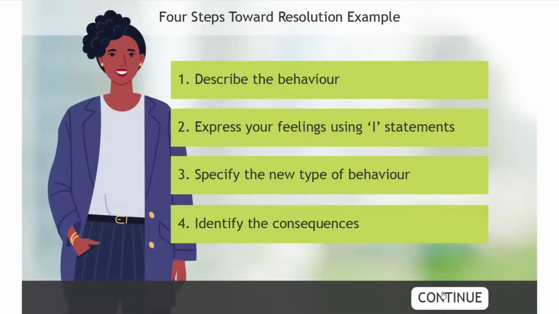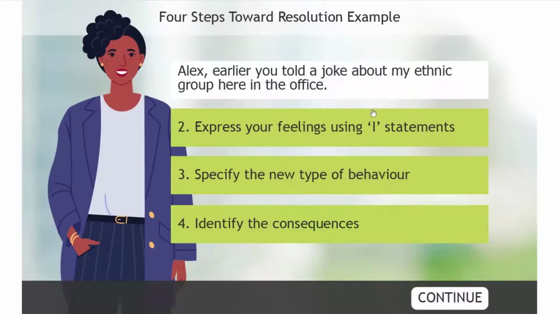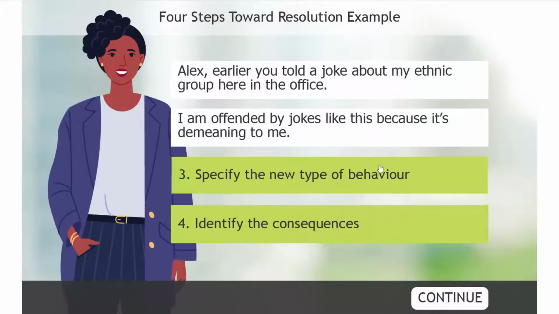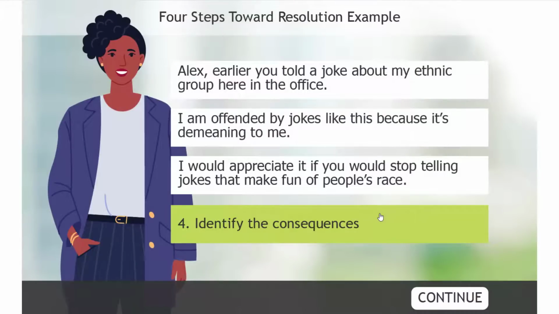Here is an example of the 4 steps to resolving workplace discrimination or harassment. In this example, Alex has been telling jokes that would offend people of a certain race. Susan finds the material offensive and inappropriate. She has decided to address her concern with Alex. Click on each step to see how she phrases each step to resolving this case of harassment. Once you've explored this page, click Continue to check your knowledge of the lesson so far.